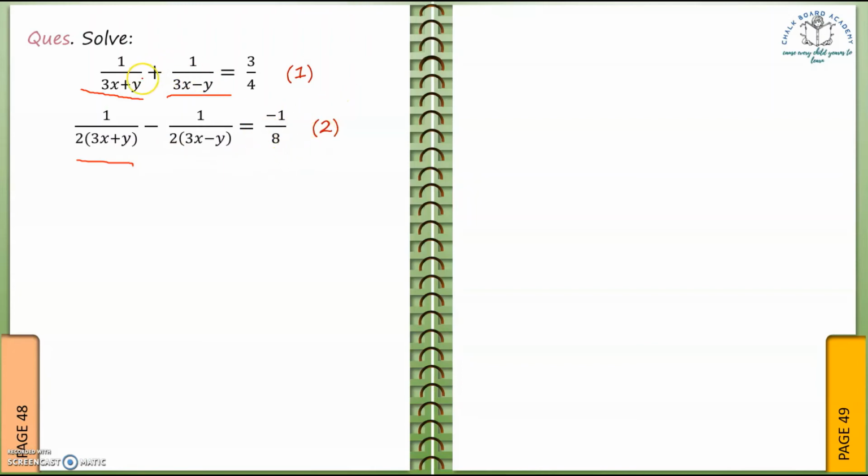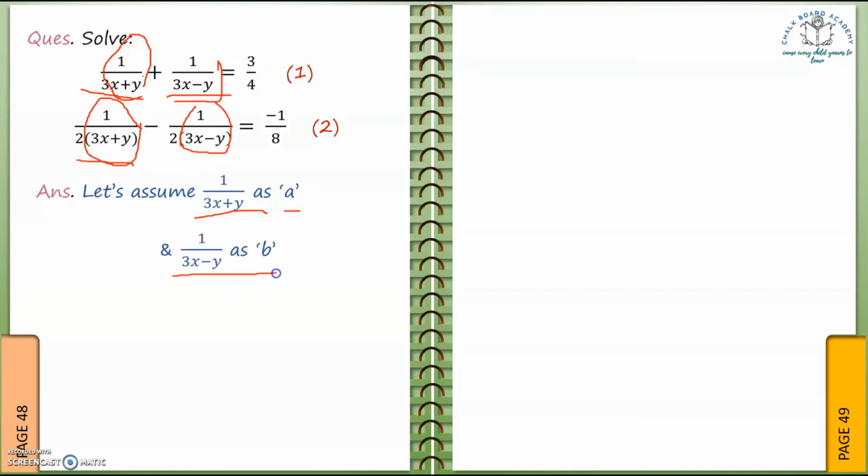In these two equations, we can clearly see that 1/(3x+y) and 1/(3x+y) are the same. Similarly, here 1/(3x-y) and 1/(3x-y). So what we are going to do is assume 1/(3x+y) as A and 1/(3x-y) as B. After assuming, we replace these terms by A and B. So we get the first equation as A + B = 3/4, and in the second equation we have A - B = -1/4.